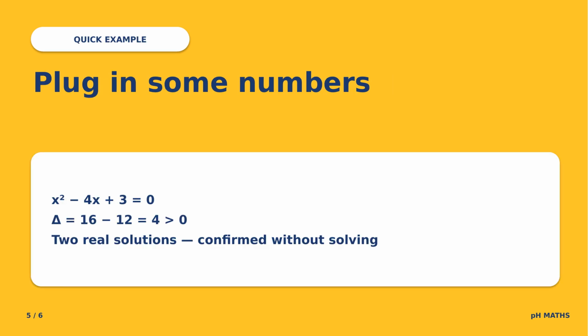Quick example, x squared minus 4x plus 3 equals 0. So a equals 1, b equals minus 4, c equals 3. The discriminant equals 16 minus 12 equals 4. 4 is positive, so two real solutions exist. Confirmed without solving. 2 marks in 20 seconds.